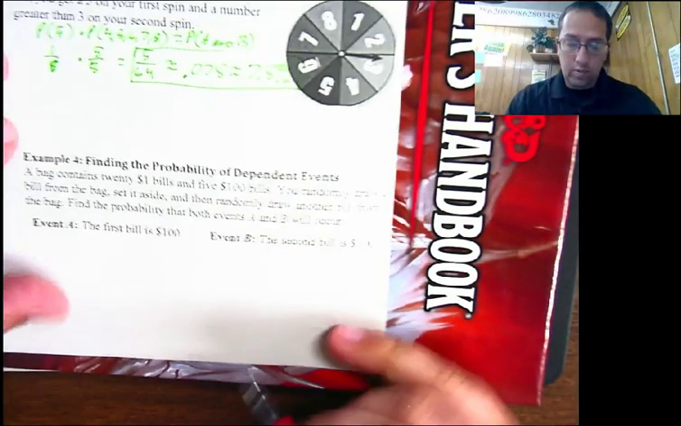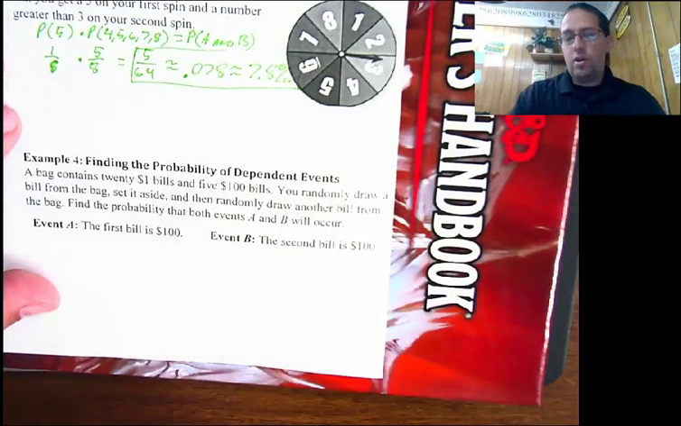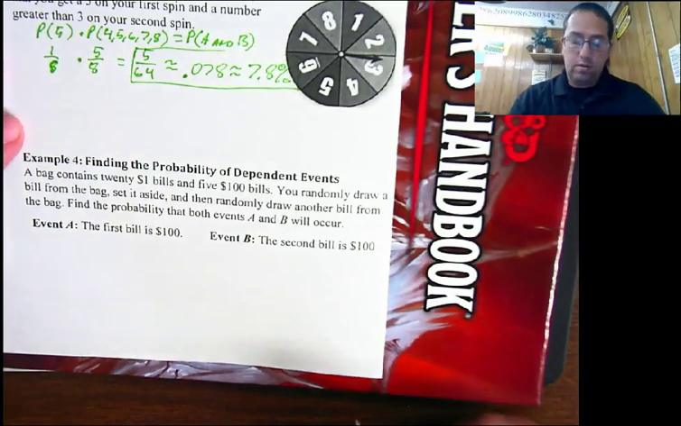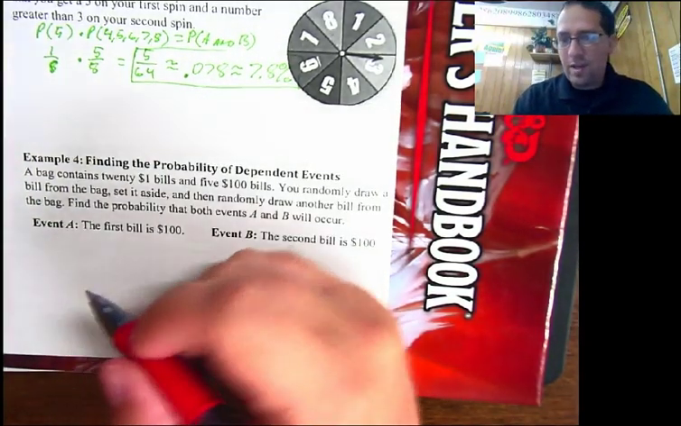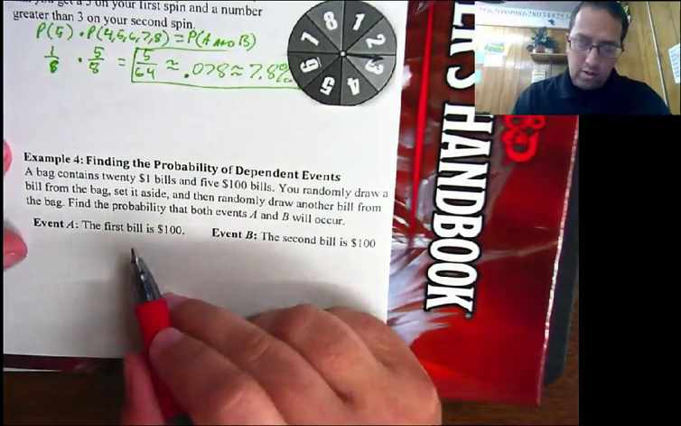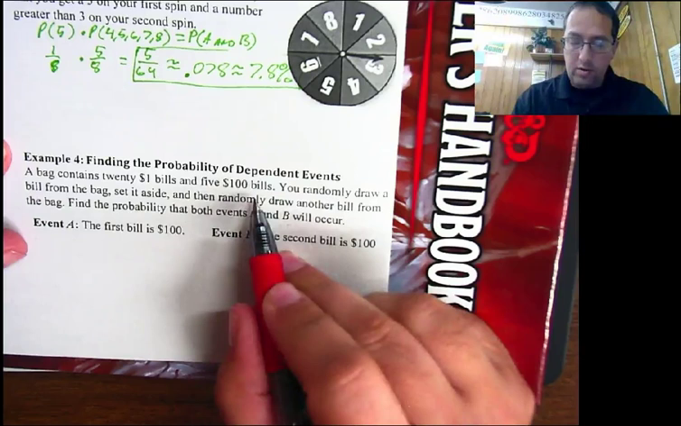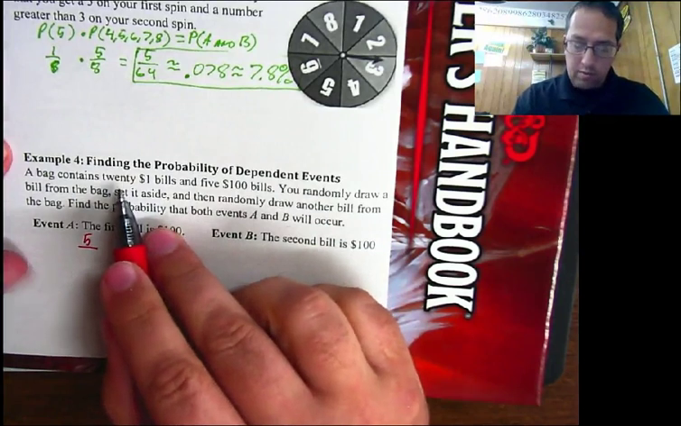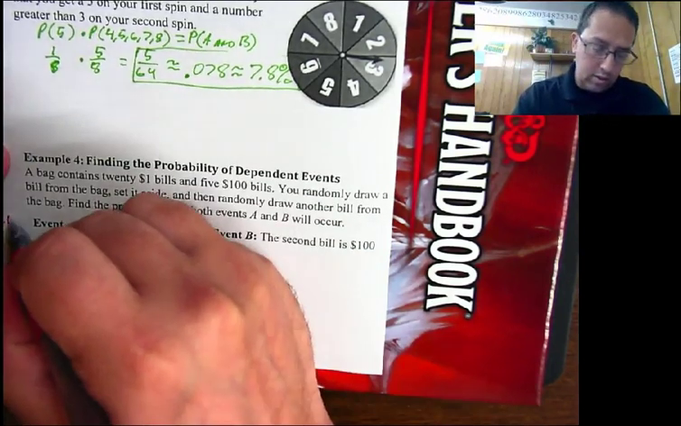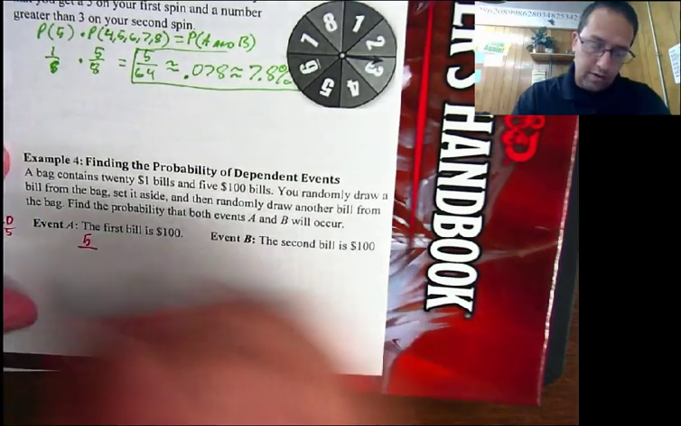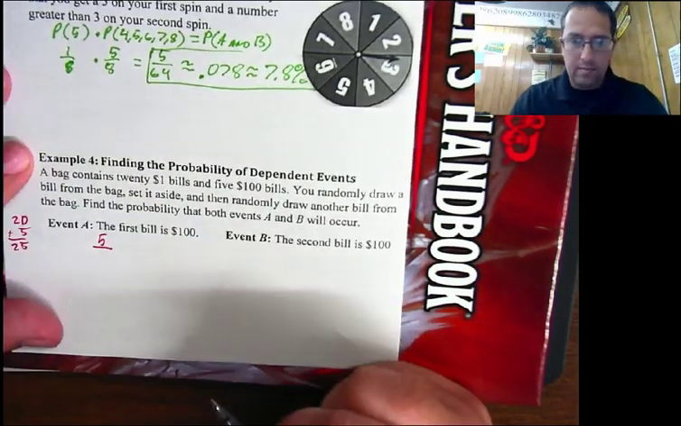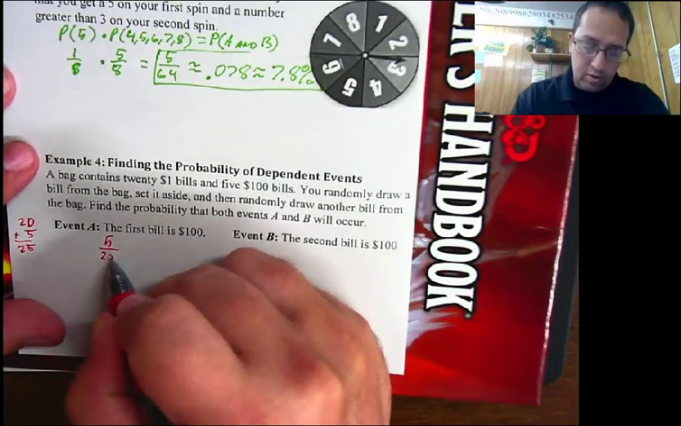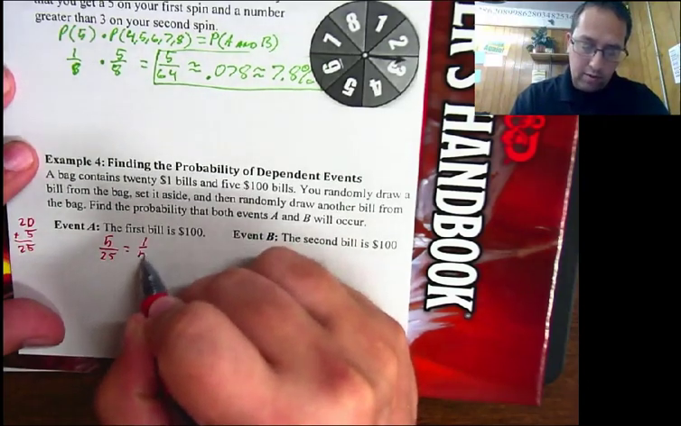All right, so if I draw a $100 bill out of the bag, does that change the odds of getting another $100 bill, right? Well, yeah, because I don't have as many in the bag now, right? So it's not going to be the same. So the first bill, there's 5 of them, $100 bills. So 5 bills that are good. And how many bills do we have? Well, we have 20 $1 bills plus 5 $100 bills, so we have 25 bills in the bag, right? So the first bill, my probability is 5 over 25, which does reduce to 1/5.